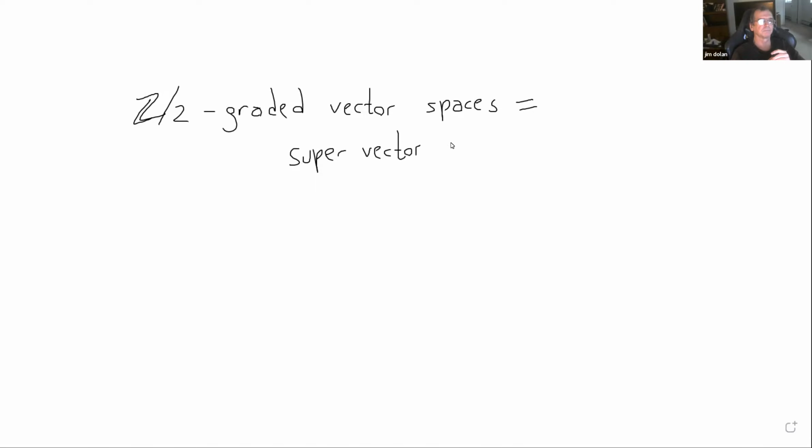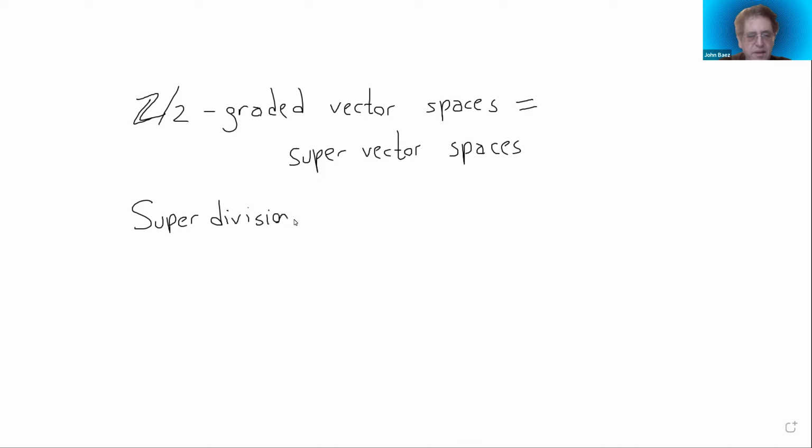Okay. And there's a concept of a superdivision algebra. I guess all these vector spaces I'm ever going to be talking about are finite dimensional. So when I say division algebra or superdivision algebra, I mean a finite dimensional one. So what the hell is a superdivision algebra?